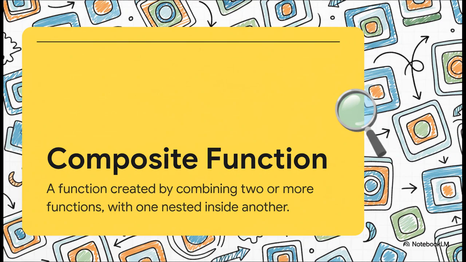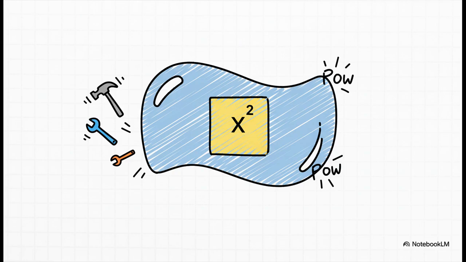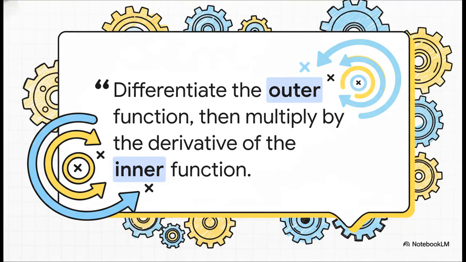It's built for these things called composite functions. Yeah, your basic rules just won't cut it. That's why the chain rule is so crucial. The core idea is actually pretty simple. Differentiate the outside, then multiply by the derivative of the inside.